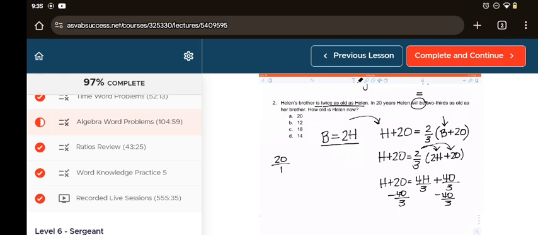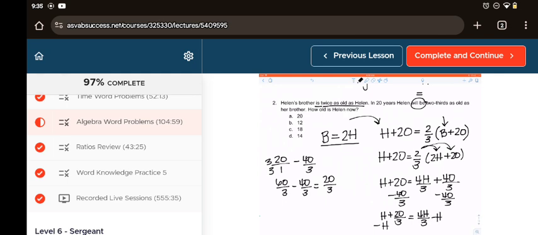Okay, so let's do 20 over 1. I'm going to do it over here, minus 40 over 3. I put it as 20 over 1 because any whole number is just over 1. I need to give them the same denominator, so I multiply by 3 top and bottom. So this becomes 60 over 3 minus 40 over 3. 60 minus 40 is 20 over 3. So this turns into H plus 20 over 3 equals 4H over 3.